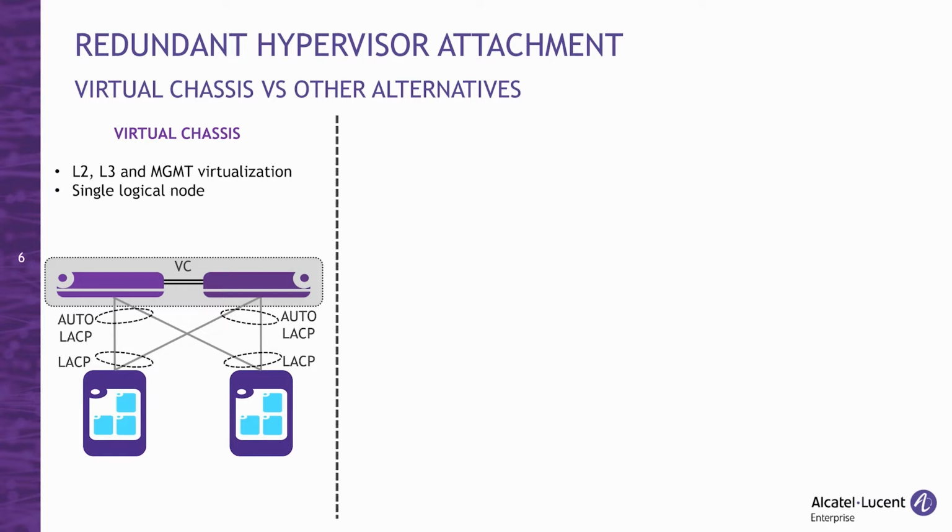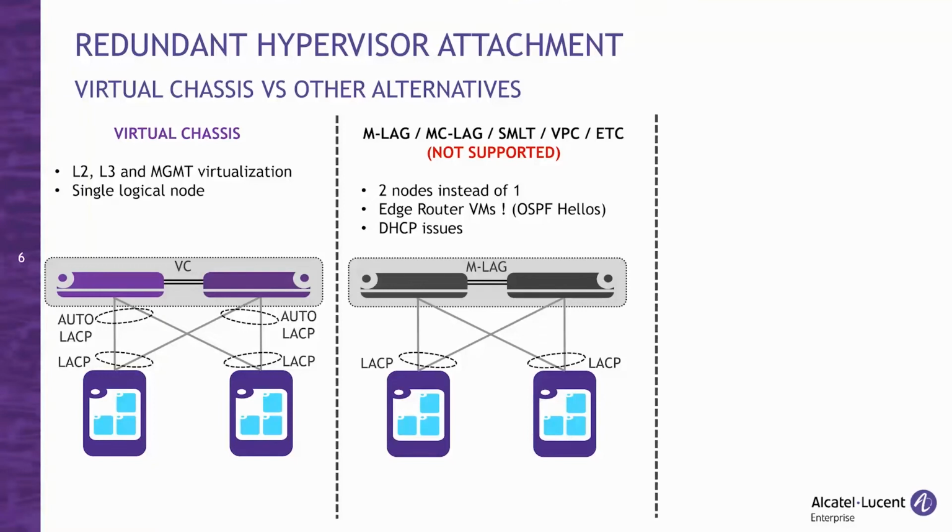Other vendors propose something like MCLAG, which is also known as MLAG or virtual port channel or even split multi-link trunking, etc. We used to have this feature in the past, and then we discontinued it because virtual chassis is superior. MCLAG or its other variations is always a proprietary feature, and it works in a similar way but slightly different for every vendor. The main difference is that MCLAG covers layer 2 only. It does not cover layer 3 or management.